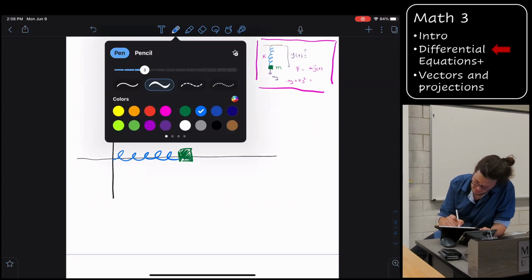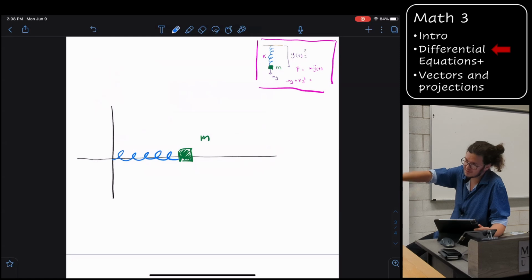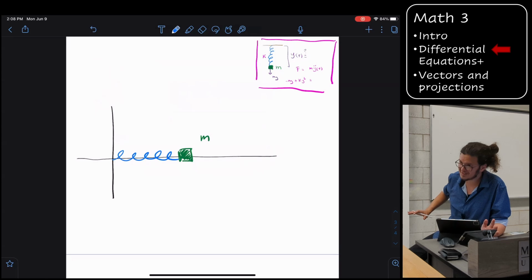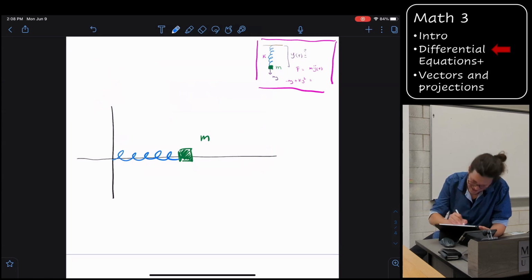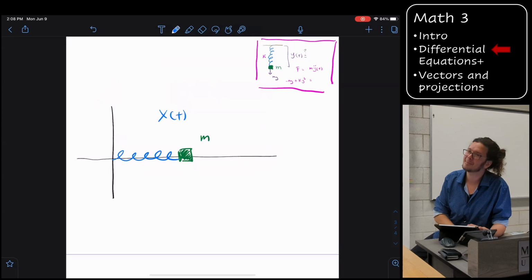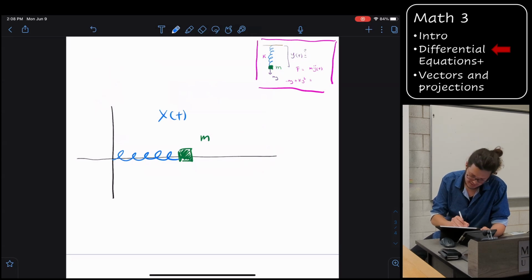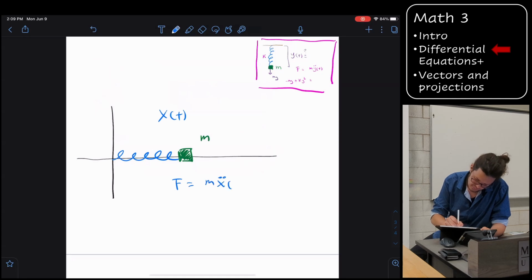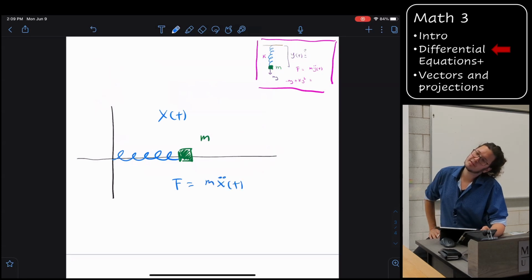Now I have this friend that is moving on a horizontal surface, has no friction, and I'm trying to describe how it changes as a function of time. Make sense? What coordinate can I use for this? Now that you're all experts, x as a function of time. Yep. So I write my differential equations. All the forces acting on this x is going to be proportional to m x double dot. And in this case, what is the only force that is acting on my mass?